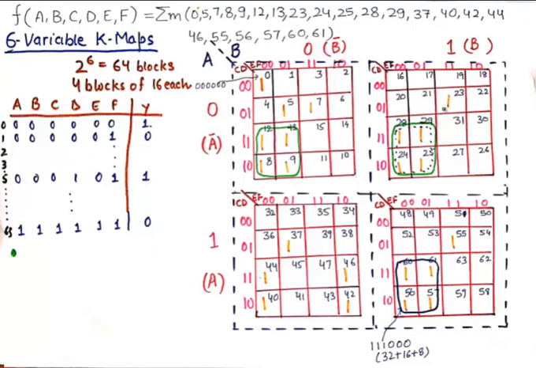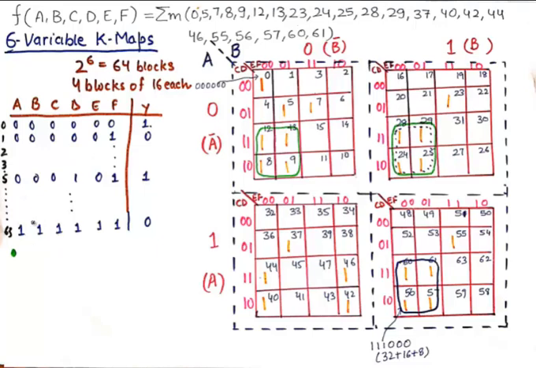And similarly, continuing with 23, 28, 29, 24, 25. So I put up all the ones which are mentioned here in the minterms expressions. Now the toughest part is to group these ones.